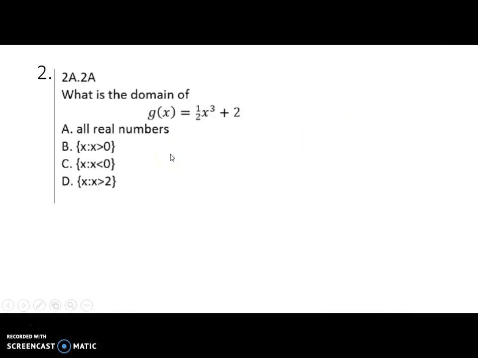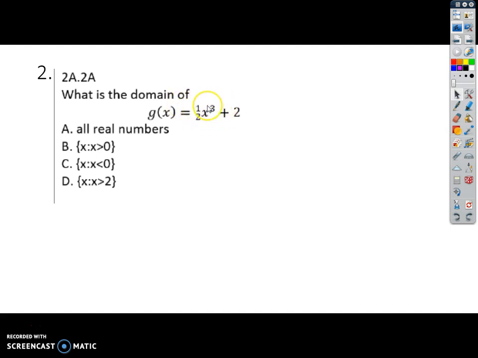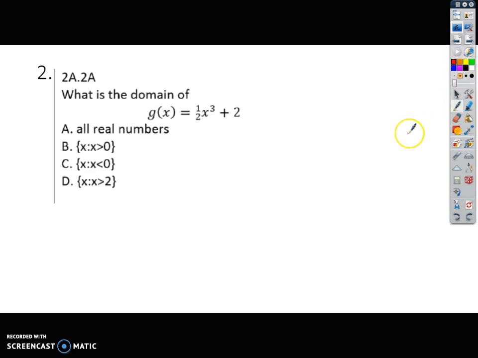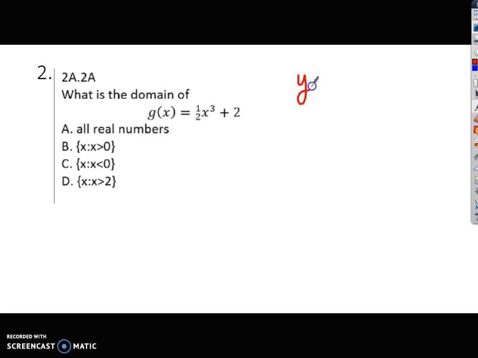Number 2, it says, what is the domain of this? So what this is asking you is, this is a transformation of the parent function, right? So our parent function is y is equal to, as you can tell, x to the third. And we should be able to do this without a calculator. y is equal to 1/2 x to the third plus 2. So if we remember, this plus 2 is going to move everything up by 2. This 1/2 is going to do a vertical compression, right?